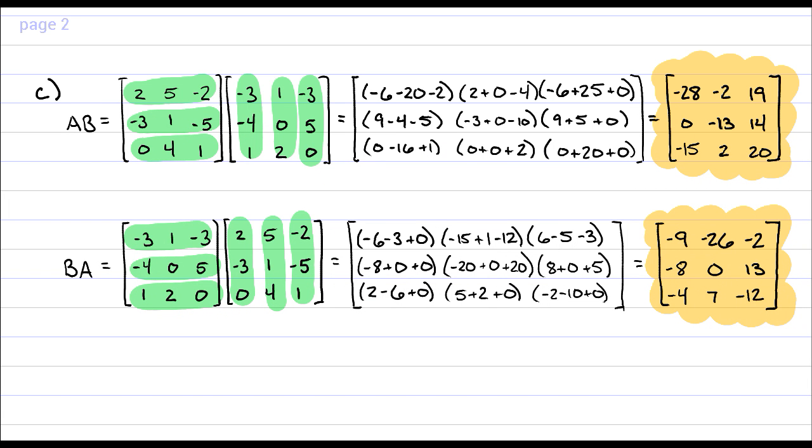Okay, so if we multiply B times A, we end up with this. So you can see the work here, and you can see the final answer. Hopefully that matches up with what you got. If not, look through it carefully. Let me know if you can't find your mistakes.